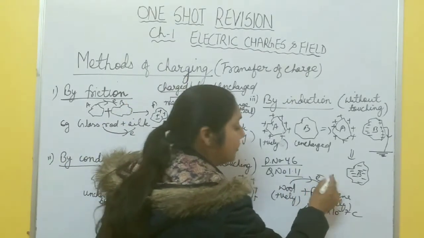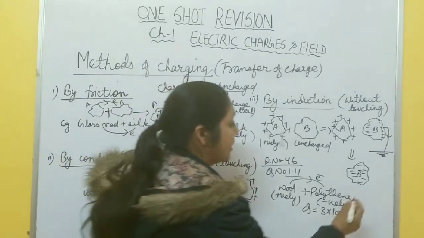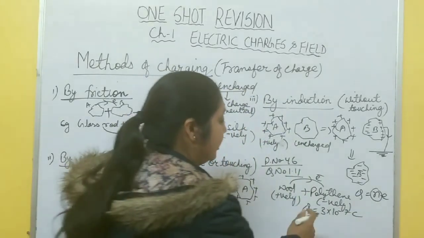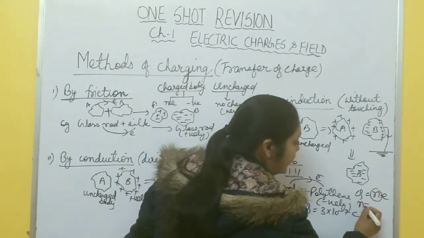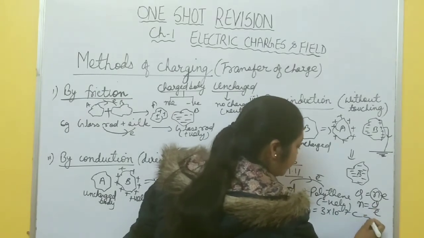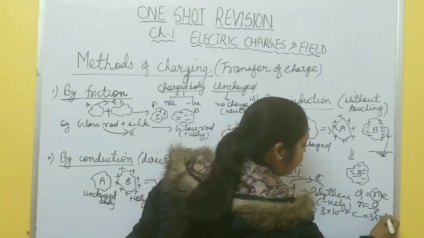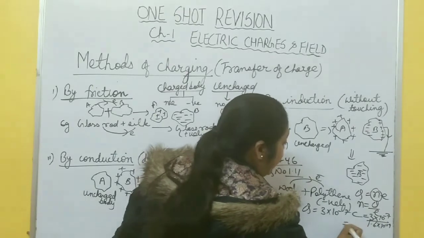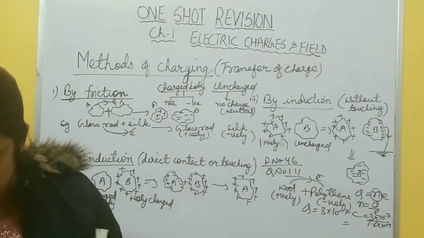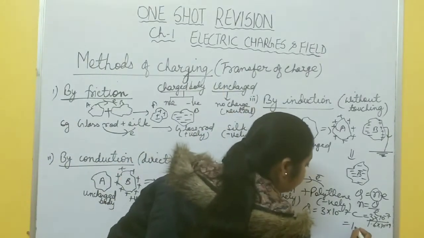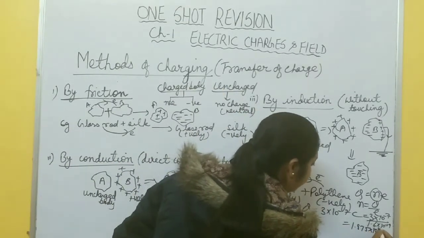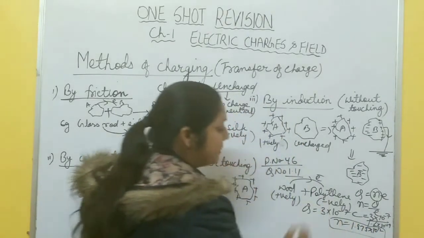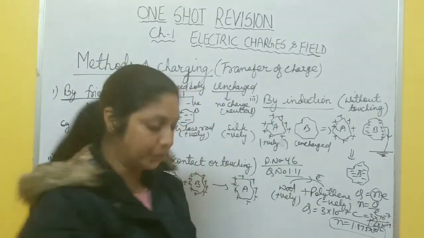But how many electrons are transferred, you have to find. So using the quantization formula Q equal to N E, you have to find the number of electrons N. Q is given, so you can easily find N equal to Q by E. So Q is 3 into 10 to the power minus 7 and E is 1.6 into 10 to the power minus 19. By solving this one, you get the answer 1.875 into 10 to the power 12 electrons. It means this many electrons are transferred from wool to polythene.